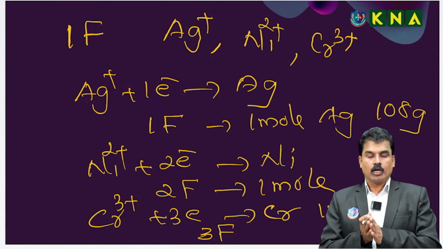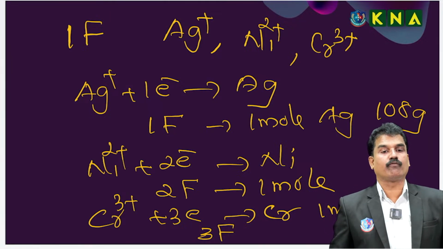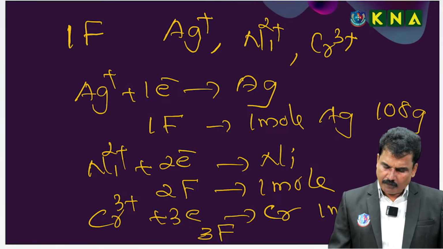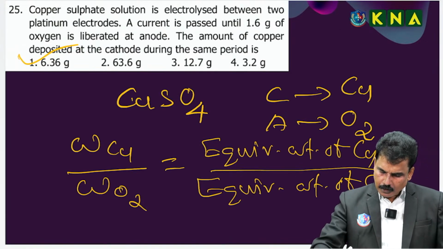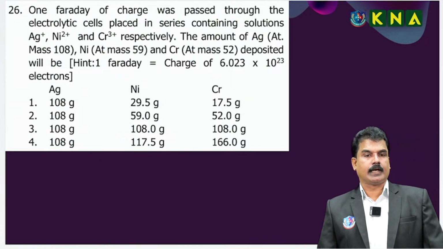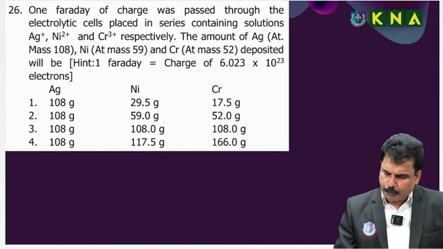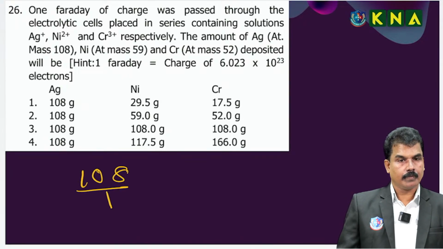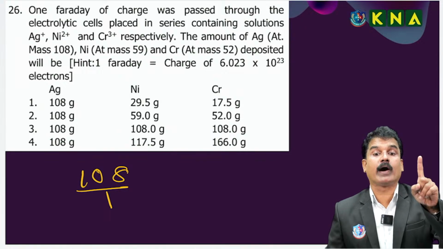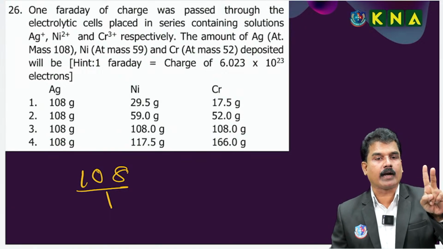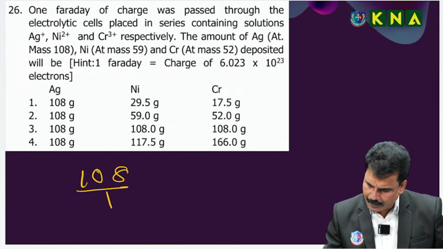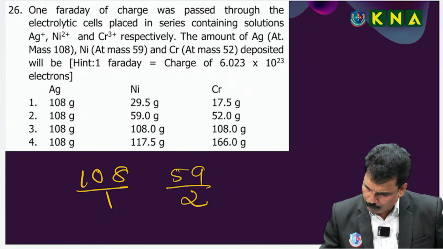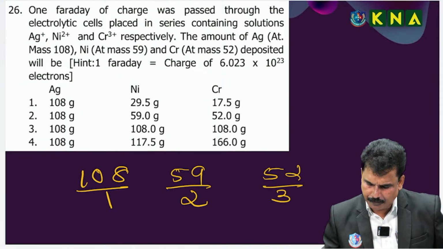But in the question, we are passing only how many Faraday? 1 Faraday only we are passing. When you are passing 1 Faraday, the amount of substance deposited for silver will be 108 by 1. Then nickel, only 1 Faraday we are passing. 2 Faraday need 1 mole. For 1 Faraday, what is the atomic weight of nickel? 59 by 2. Chromium 52 by 3.